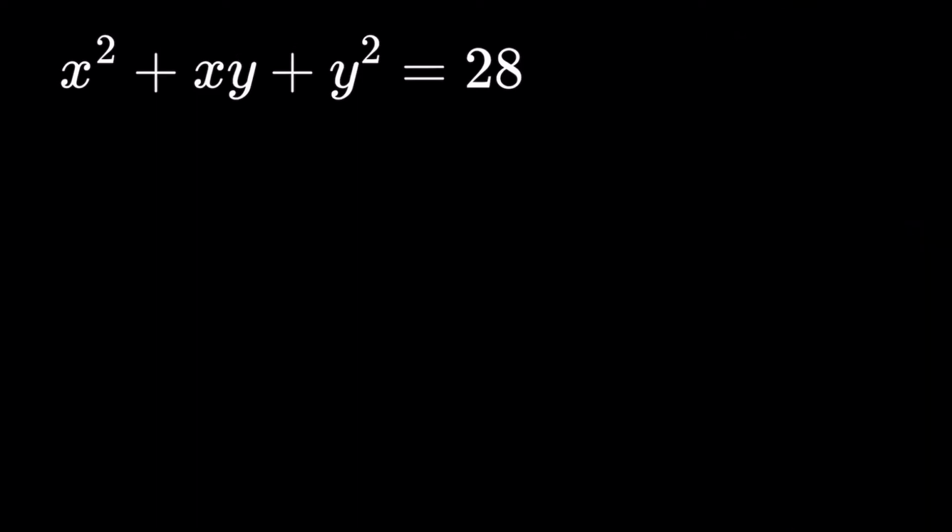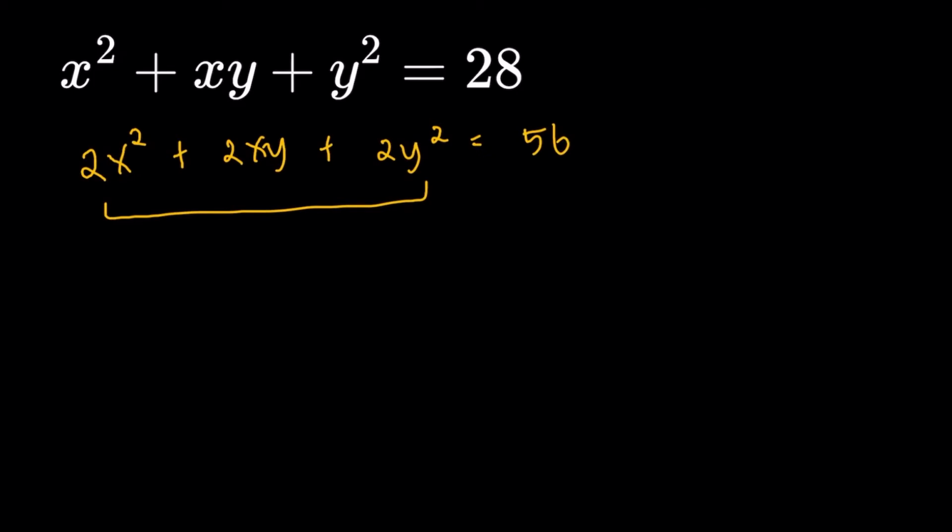Now, we can try to complete the square. Although it's not obvious how we complete the square in this case, let me show you this method. If we multiply both sides by 2, I'm going to get 2x squared plus 2xy plus 2y squared, and that's going to be equal to 56. And this part is actually a sum of 3 squares: x squared, y squared, and (x plus y) squared. And that's apparently equal to 56.